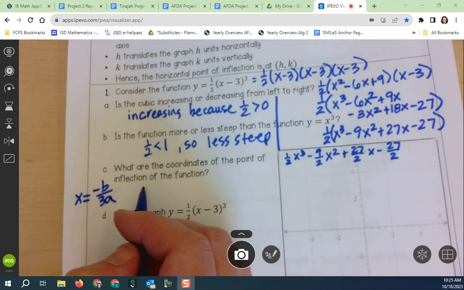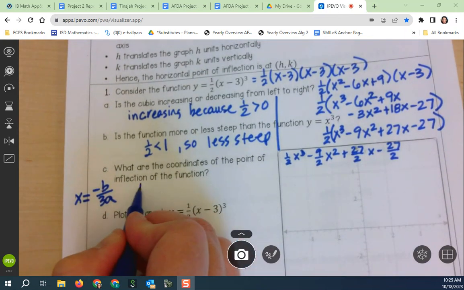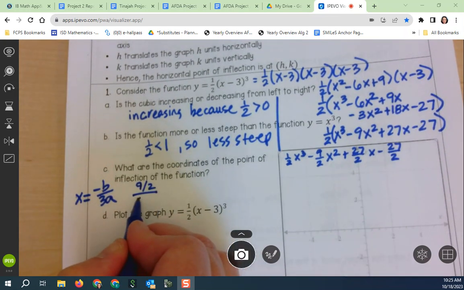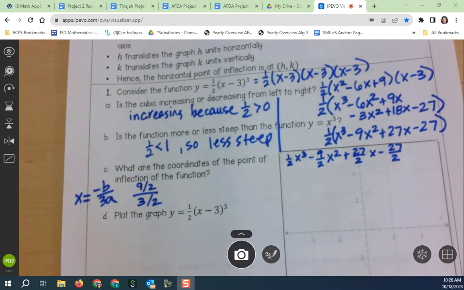Negative b over 3a, and that's going to be 9/2 over 3/2.